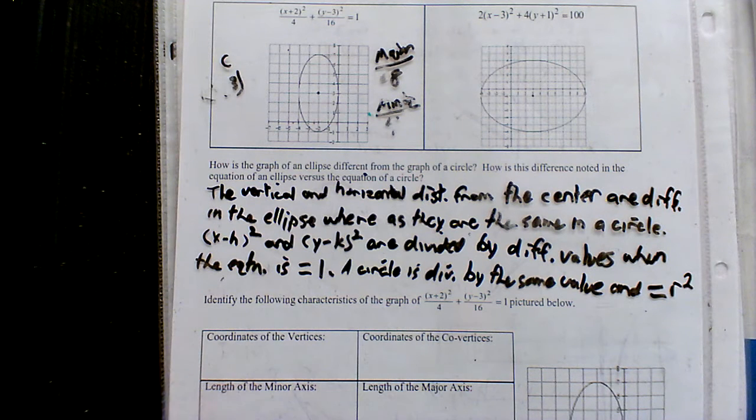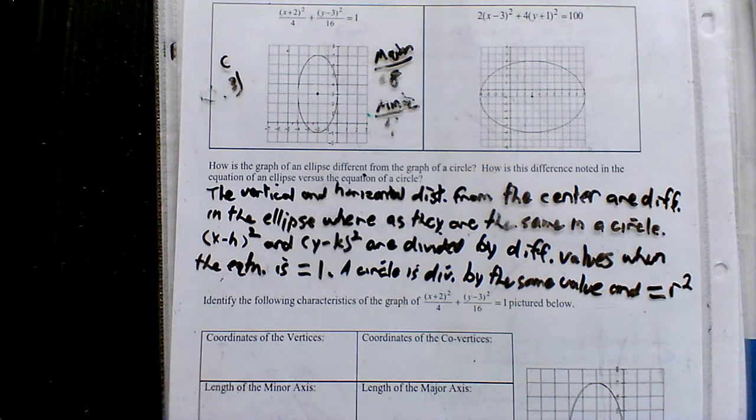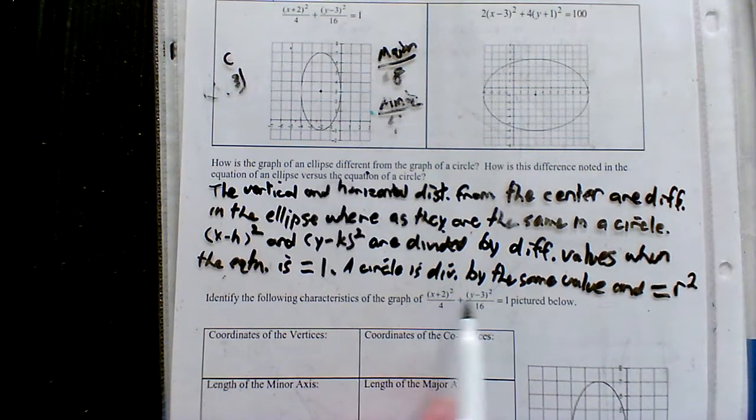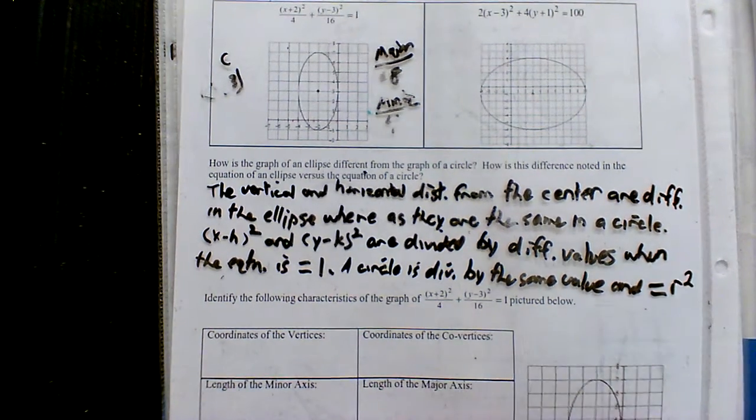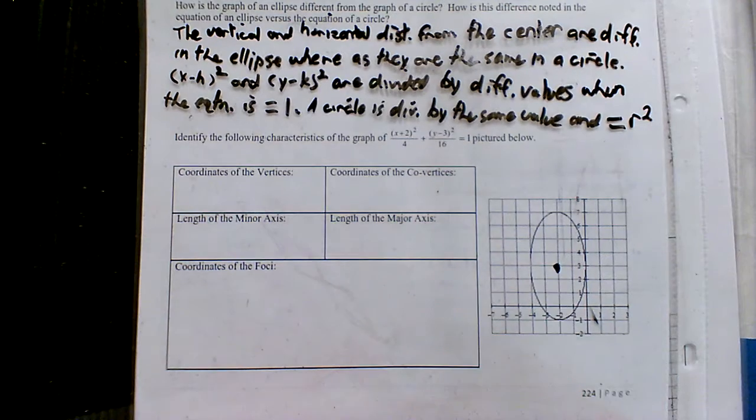So we're going to deal with this equation of an ellipse down here. We can see, as we stated above, it's divided by two different values. This one's divided by 4, that one by 16, and it is equal to 1. So we have the equation of an ellipse. Identify the following characteristics of this graph, and it is pictured below. So we can see the center should be at -2, +3, and if we go to our picture, -2, 3, our center is there.